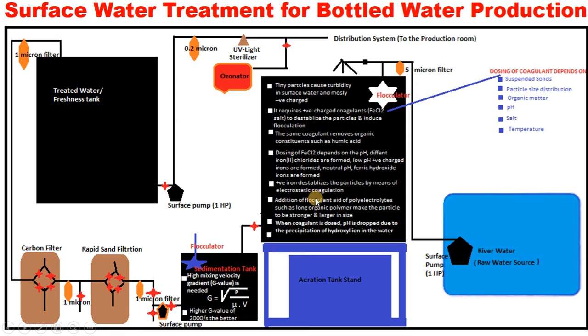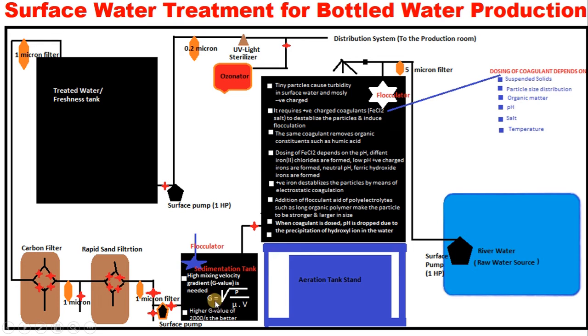So once all these things are done here, the flocculator will stir the water rapidly so that the particles will assemble very fast and in a larger size. So once this is done here, the water is being pushed down into the sedimentation tank. This sedimentation tank flocculator is equally attached with a high speed mixer. This high speed mixing velocity gradient G value is needed.